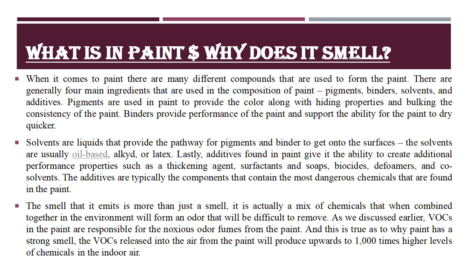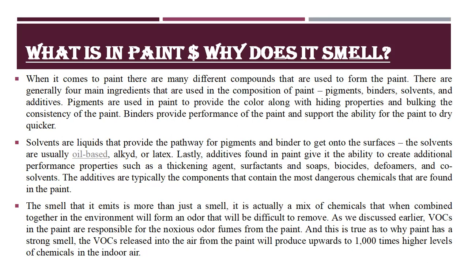What is present in paint and why does it smell? When it comes to paint, there are many different compounds that are used to form the paint. There are generally four main ingredients that are used in the composition of paint: pigments, binders, solvents, and additives. Pigments are used in paint to provide color along with hiding properties and bulking the consistency of paint. Binders provide performance of paint and support the ability for paint to dry quicker. Solvents are liquids that provide a pathway for pigments and binder to get onto the surfaces.